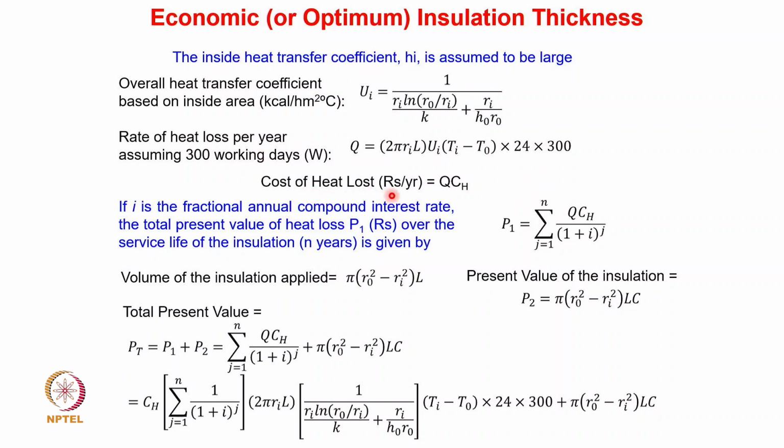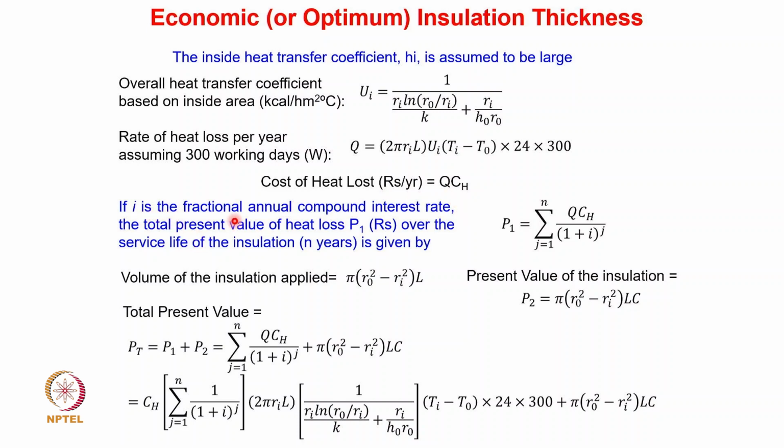So the cost of the heat loss will be given by QCH. In this case, if we multiply this Q by a cost factor, we get the cost of the heat loss in rupees per year. And remember, this cost of the heat loss is going to occur over a period of time. Let's say there are n years. So n years is the lifetime of the insulation in that case.